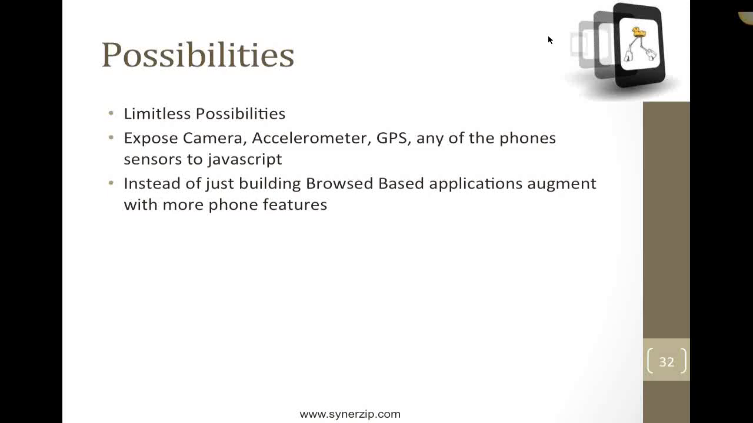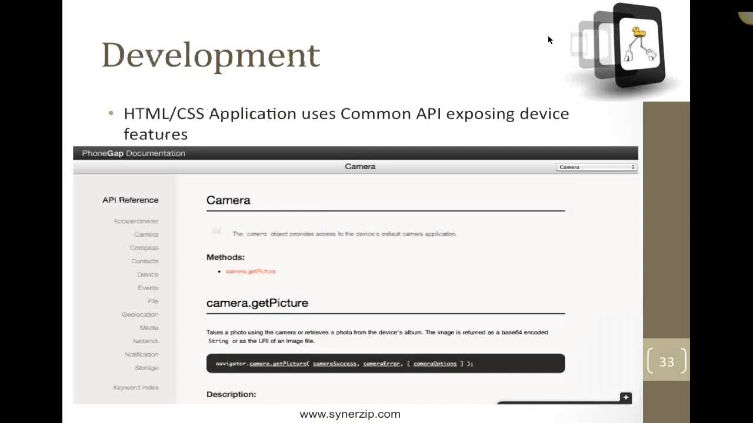Let's take an example on the documentation part of the PhoneGap over here. On the left-hand side, you will see the API reference. You can see different references for different kind of features like accelerometer, camera, compass, device, file, geolocation, and so forth. Let's look at a small code example of PhoneGap.